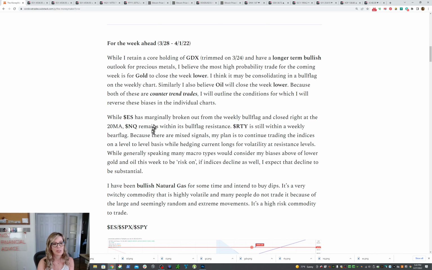And then I talk about the fact that we have mixed signals: ES and NQ are in bull flags, but RTY, or small caps, is in a giant bear flag. I talk about the levels that I'm watching and what my plan is. And then I'm bullish natural gas. I hope it dumps this week so I can rebuy what I sold, because I'm looking forward to that. Then I go through each of the charts and talk about levels and all that stuff.